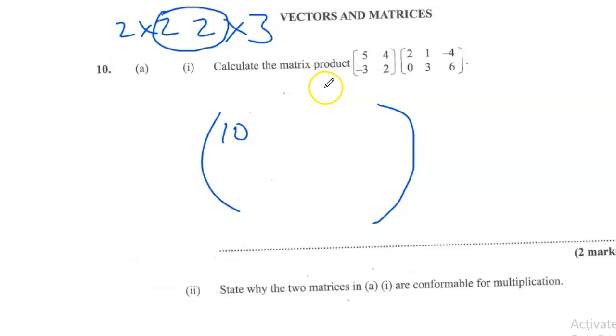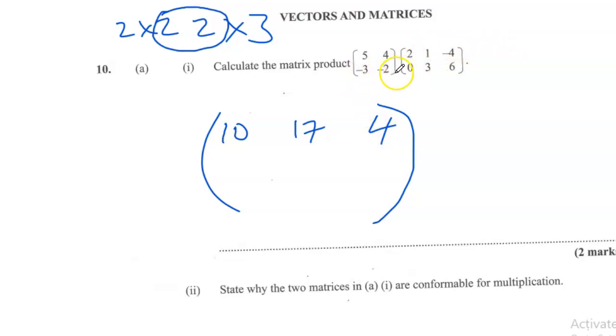5 times 1 plus 4 times 3. That's what? 5 plus 12. That's 17. Then we're applying 5, 4 to negative 4, 6. So it's 5 times minus 4 plus 4 times 6. Now 5 times minus 4, that's negative 20 plus 24. That's 4, right?